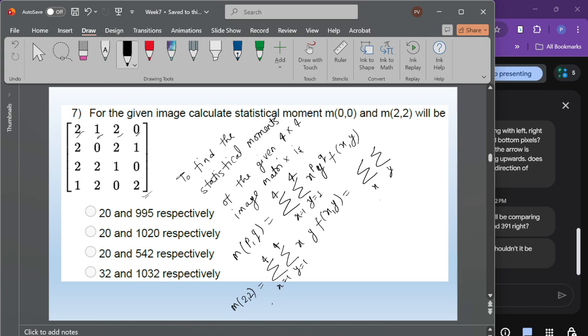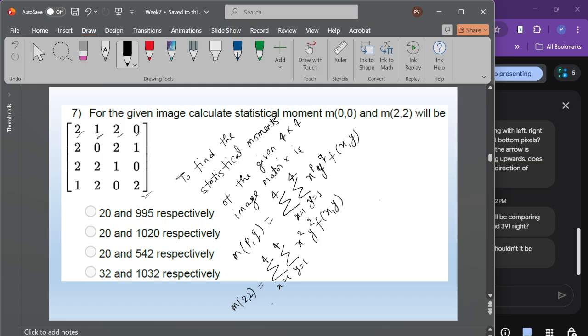M2. So if you put here x square y square f(x,y), here we will get this only: x square y square f(x,y). That means coordinates square into pixel intensity, right? So now again the same.